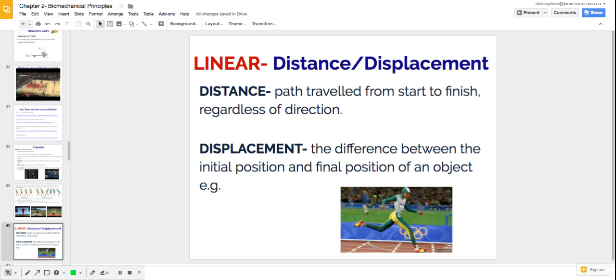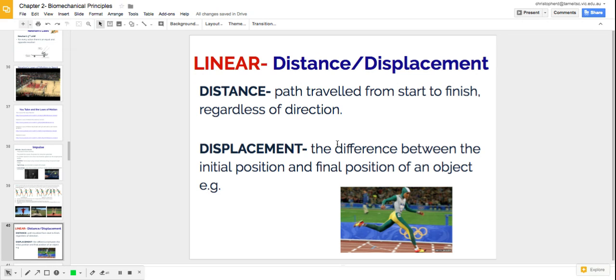Next thing we look at are linear and angular motion concepts. So you'll need to understand the difference between both of them and make sure you don't confuse them. So when we look at distance, that's the path traveled from start to finish regardless of direction. Okay, so if I run 100 meters, the distance is 100 meters. Okay, if I run up 5 meters, touch a wall and come back, then the distance is 10 meters.